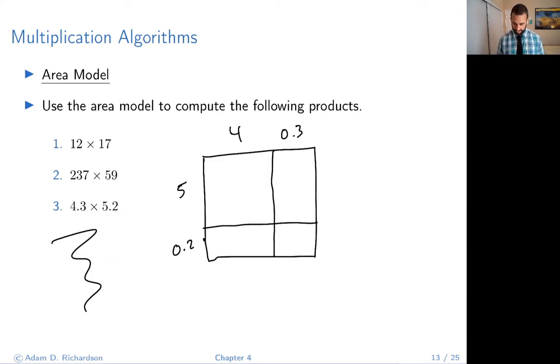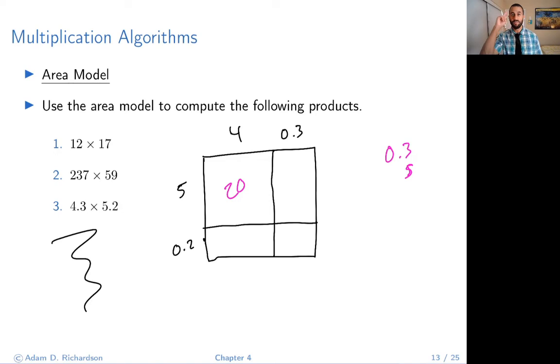Let's try to calculate it. 5 times 4, that one, not too bad. I can do that. 20, I know that one. What is 5 times 0.3? Uh-oh. Maybe we should try to do the standard algorithm, right? Maybe we should do something like this. But why? We don't even need to.